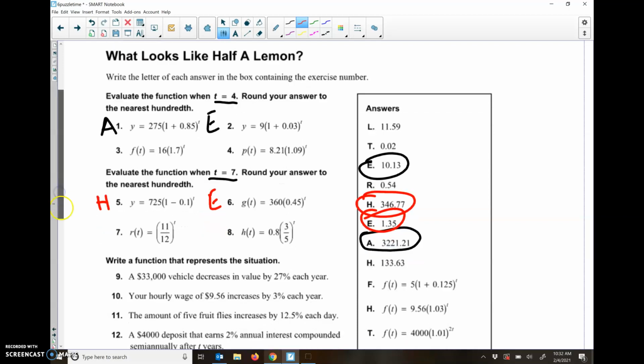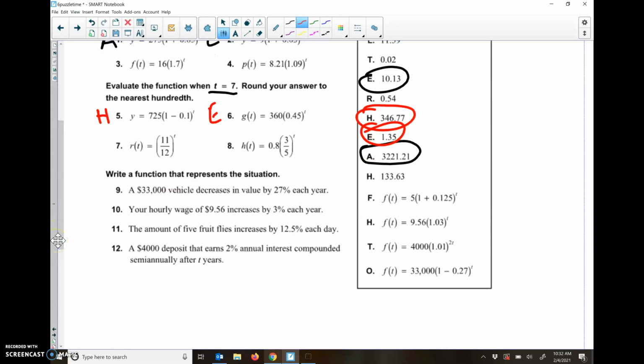Okay. And then for 9, 10, 11, 12, they just want us to figure out which one it would be. So pay attention to the words decreases, increases, increase. And this is a compound interest problem, so it's going to be increase. So a $33,000 vehicle decreases by 27% each year. So we're looking for the 33,000 and then a minus because it decreases by 27%. So letter O there.